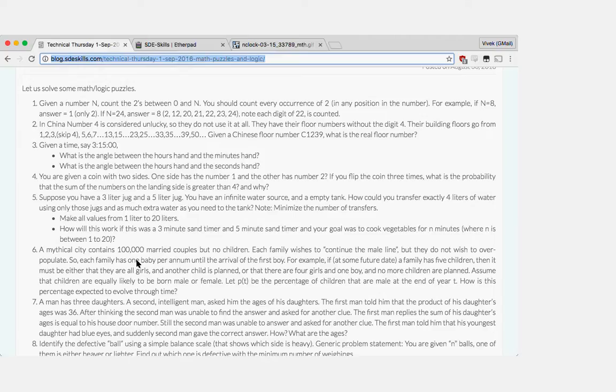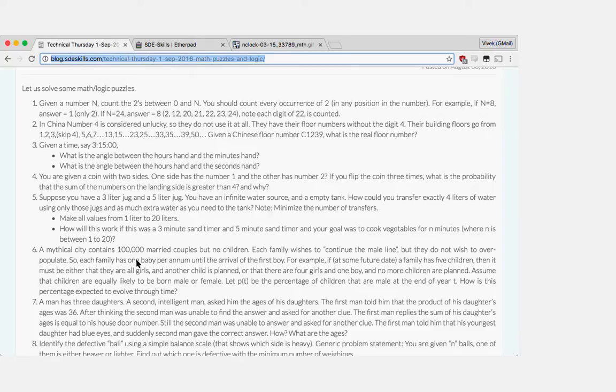This one's an interesting question. It's actually somewhat counterintuitive. So there's a city which contains 100,000 couples, but it could be 1 million, it could be 1 billion, it doesn't matter. And they start with no children. And every family is gender biased, so they want to have at least one male in the family. So every year, every family will have a baby, and the moment they have a boy, they'll stop for next year. They won't produce.